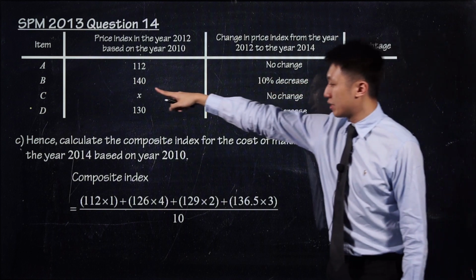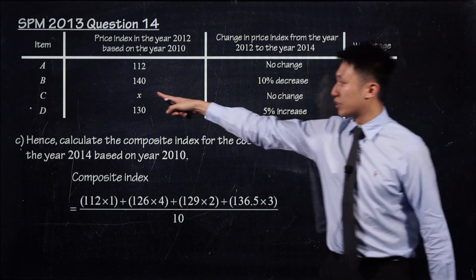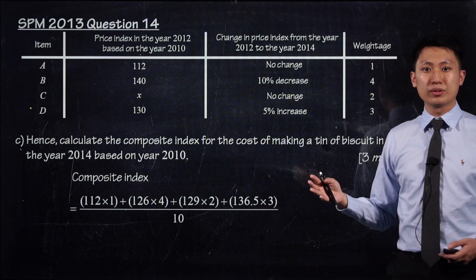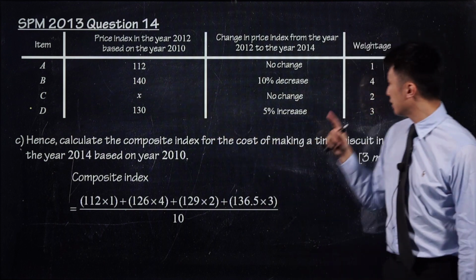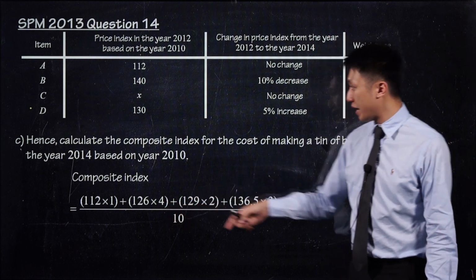Okay. Then how about this? 140, 10% decrease. So 10% decrease for this one is 14, right? Okay, 14. So 140 minus 14 is 126. So you'll be taking that 126 multiplied by 4. So you get this one. Okay, you get what I mean, right?